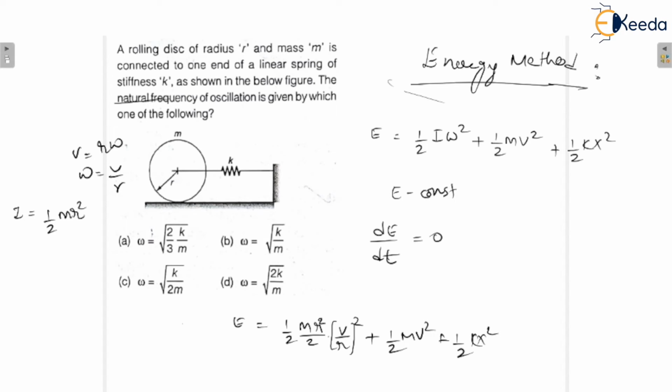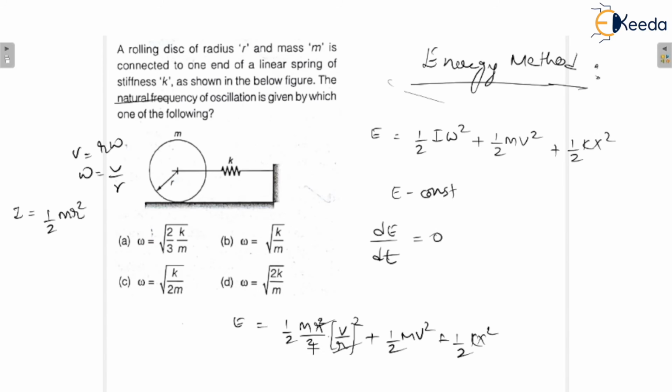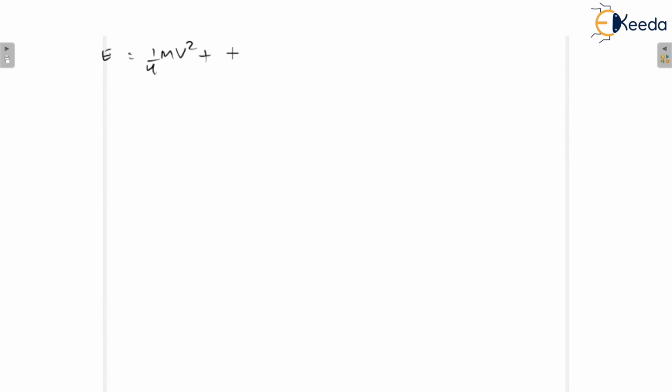Let us simplify it. You can see here that r square and r square will cancel out. So E is equal to 1 by 4 mv square, plus 1 by 2 mv square, plus half kx square. You can see this is 1 by 2 and this is 1 by 4, so it becomes 3 by 4 mv square plus half kx square.